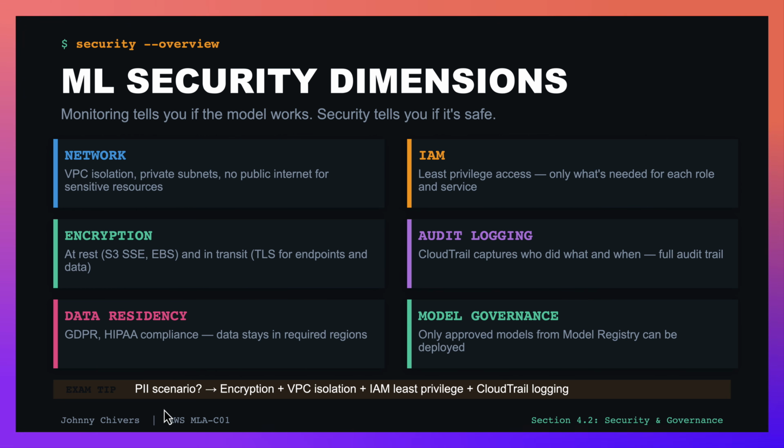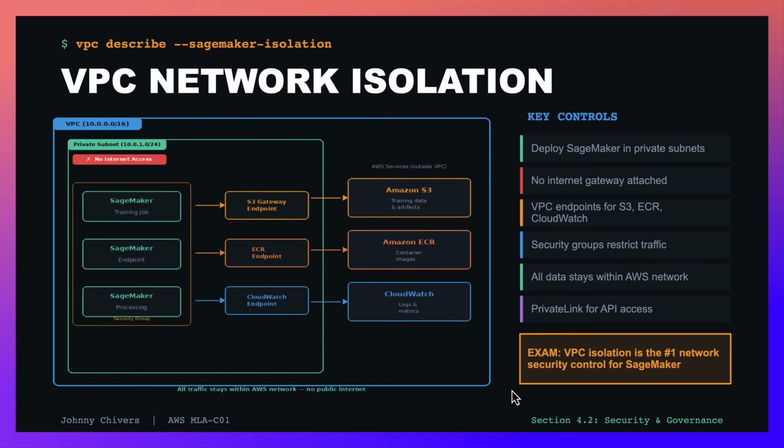So exam tip, PII scenario, personally identifiable information such as name, date of birth. You're going to need encryption. You're probably going to need VPC isolation. You're going to need IAM for least privileged access, and you're going to need CloudTrail logging as well.